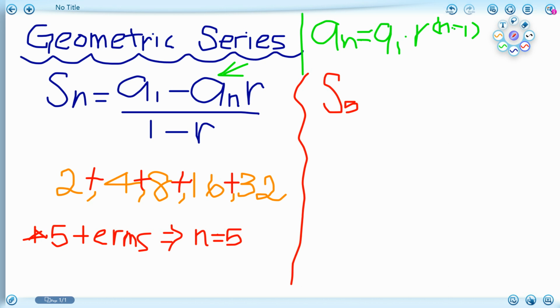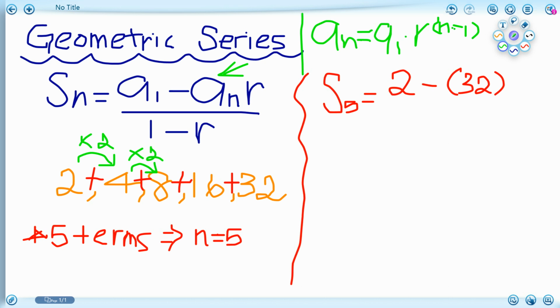So our S of 5 is equal to, fortunately we know our a sub 1, which is 2, minus, what's our a sub n or a sub 5? You already know that, right? Which is 32, times what's our r? Our r, let's look at it. Every time I am multiplying it by 2. So r is equal to 2. Going to go ahead and plug that in. Now, once again, I will minus r.